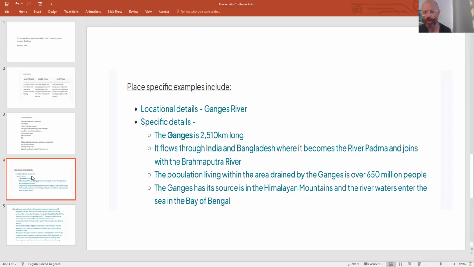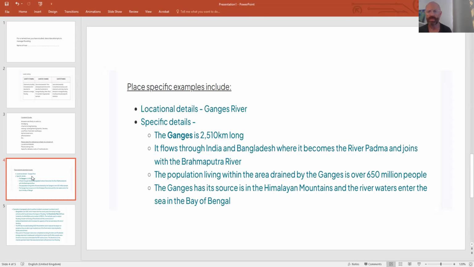650 million people live in this drainage basin. I mean, it's incredible. So we're now seeing the human interaction. The Ganges has its source in the Himalayan mountains, and the river waters enter the sea at the Bay of Bengal. So it comes out of the Himalayas, runs through northern India, through Varanasi, Bangladesh, then out into the sea. One of the world's great rivers, very linked to Hinduism and other things.